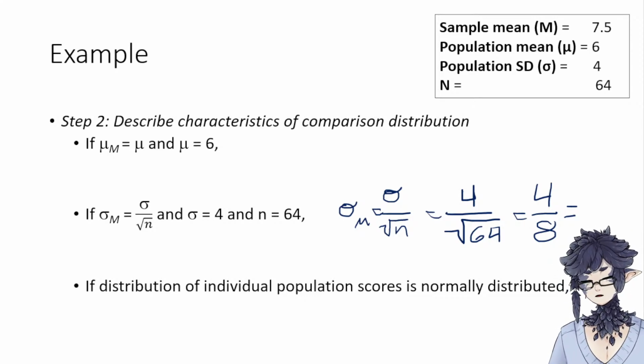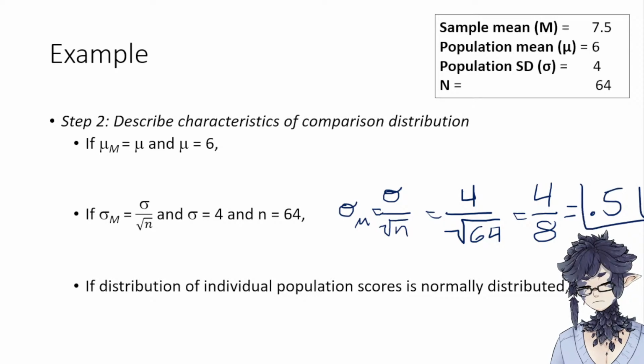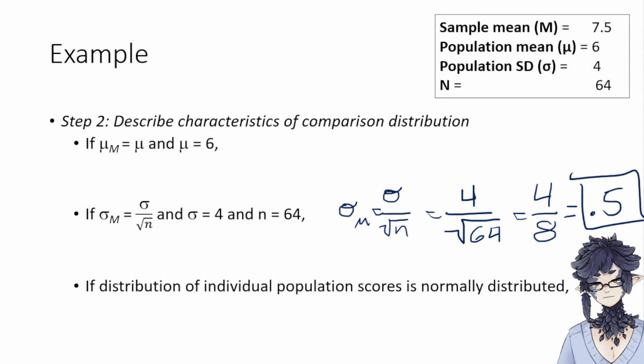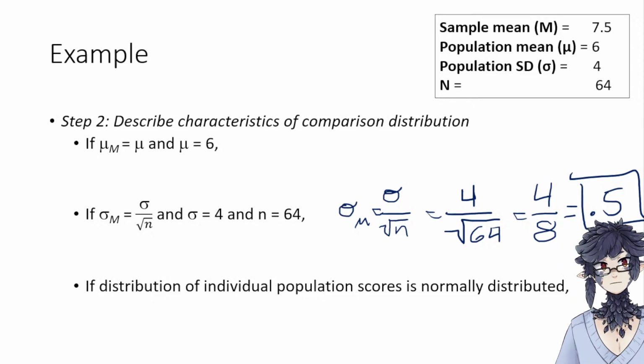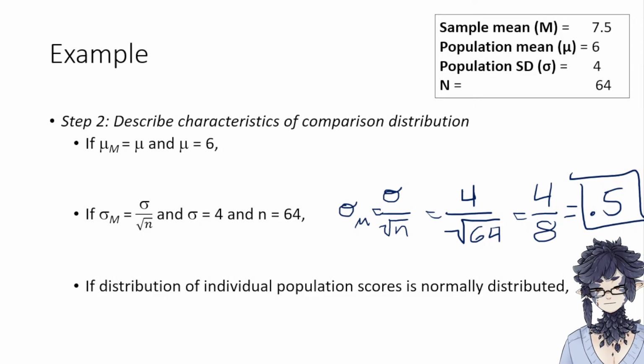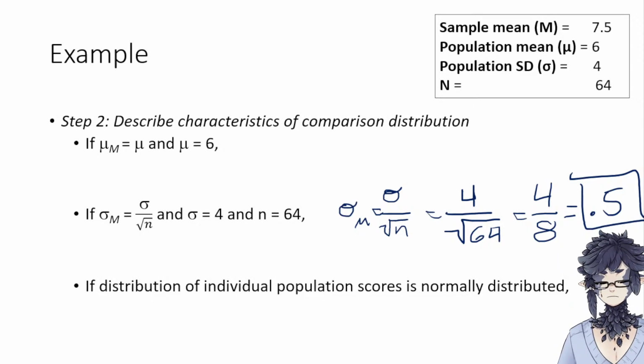All right, so 4 divided by 8 is 0.5. So there is our standard error. Our standard error is 0.5. Population mean likelihood is 6 with a standard error of 0.5. And then this is normally distributed.